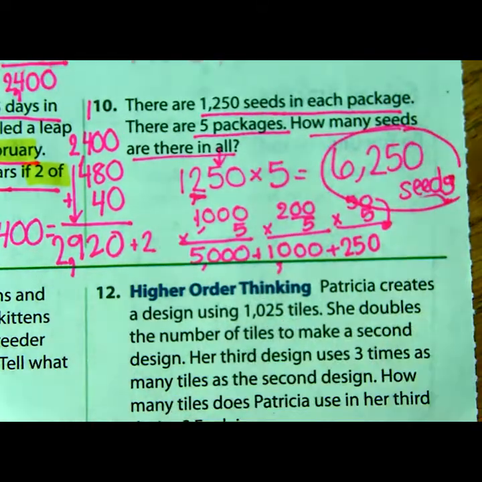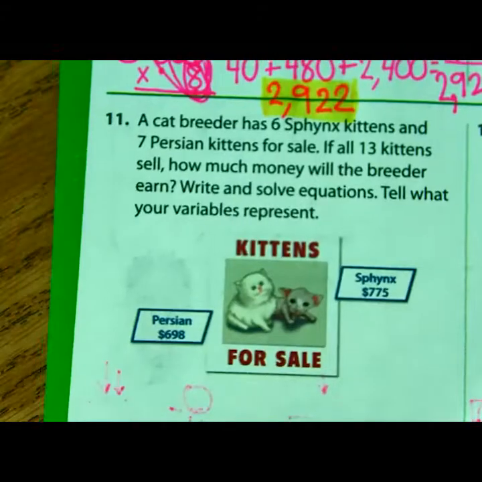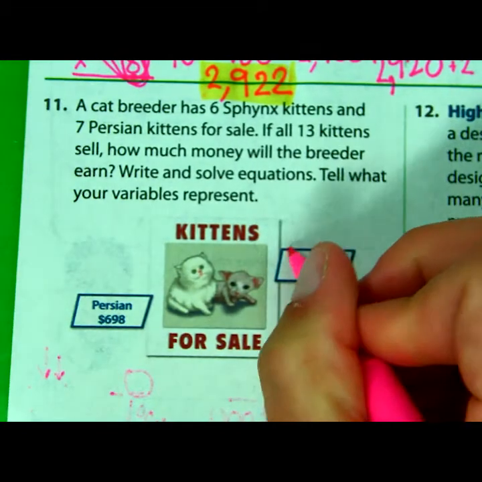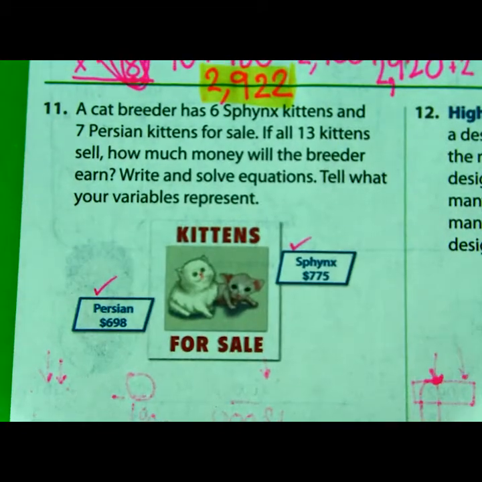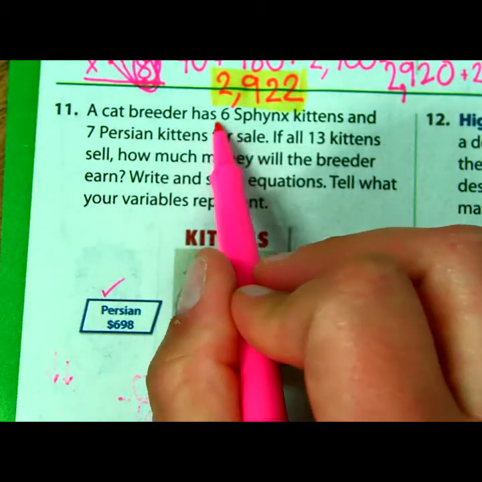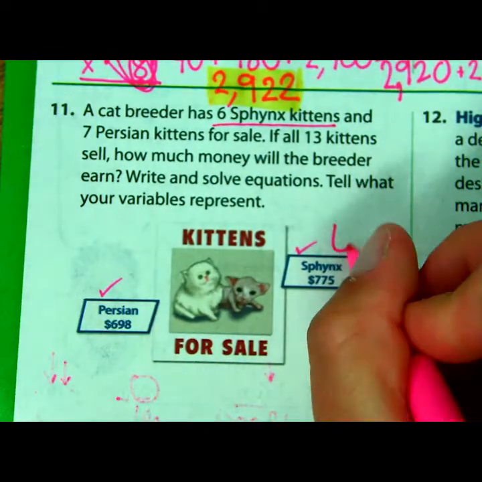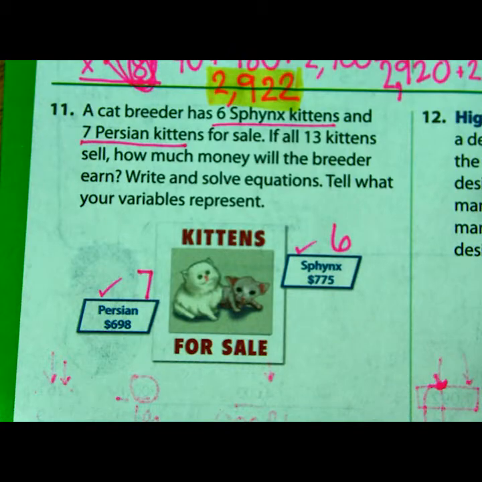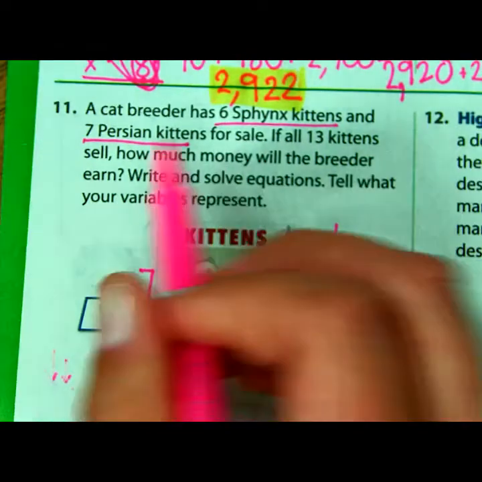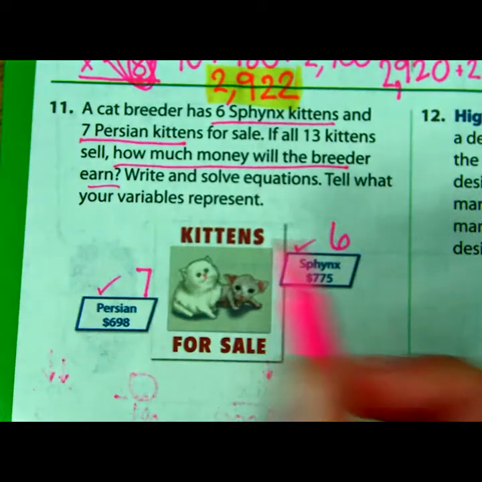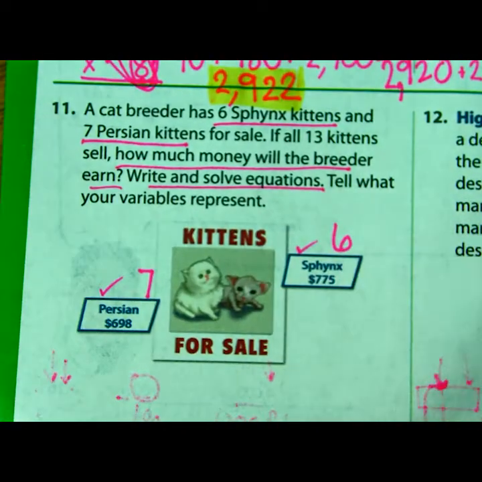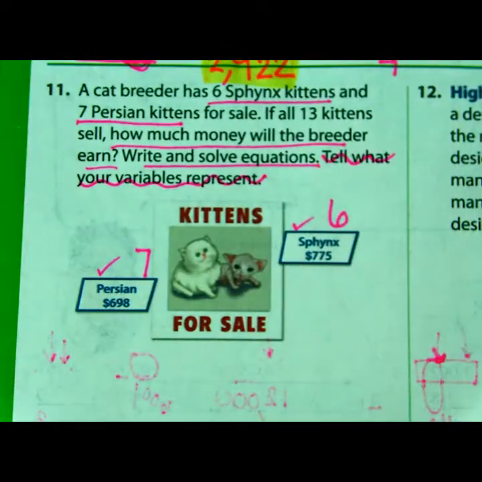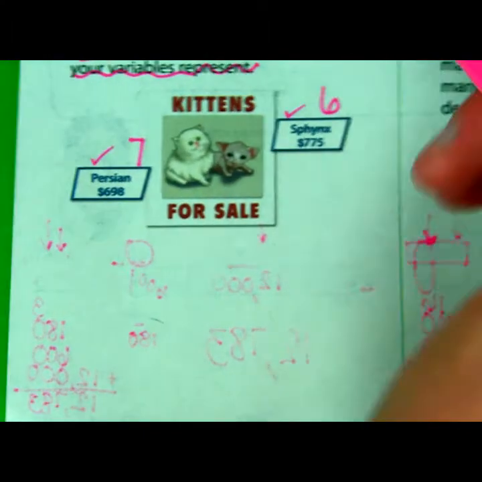Last problem. Oh boy. All right, so we have 2 types of kittens for sale, the Sphinx and the Persian. A cat breeder has 6 Sphinx litters. So there's 6 of these, and 7 Persian. If all 13 kittens sell, how much money will the breeder earn? Write and solve equations. Okay, we're not going to worry too much about what the variables represent. That's just like an added step that we do not need to focus on in order to solve this problem.